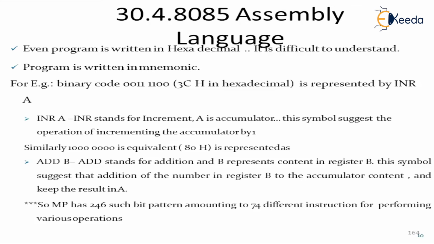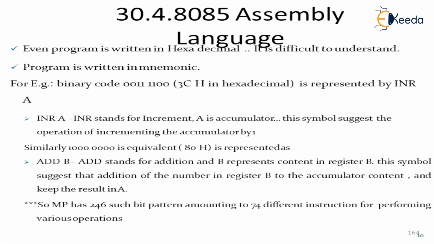For example, the binary code 00111100 is represented by 3CH in hexadecimal, and by INR A. Here INR A means increment, and A stands for accumulator. This symbol suggests the operation of incrementing the accumulator. Incrementing means increasing the accumulator by 1.